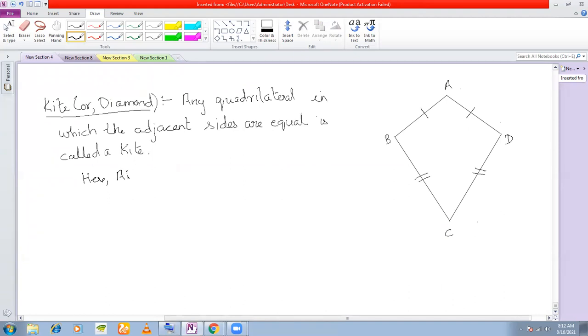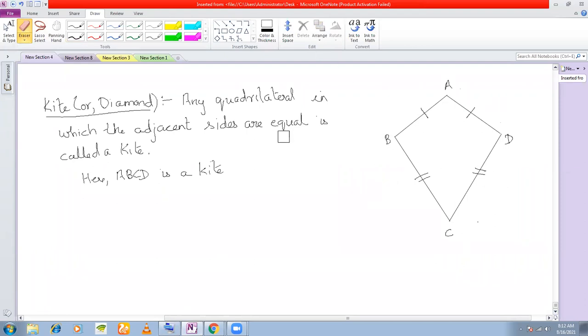Sir, DC and AD are also adjacent to each other. Yes, they are adjacent, but any two adjacent sides have to be equal. If you take these two to be equal, then you take these two to be equal. Here I have taken the other two to be equal. You understood? Yes, sir. So any two you can take equal.